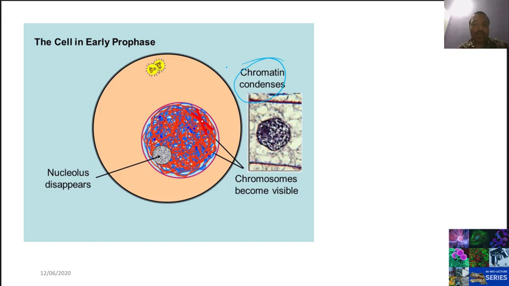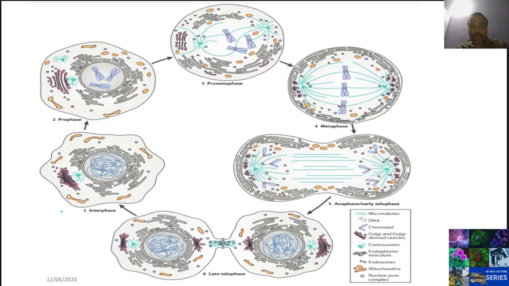The second event of this stage is the disappearance of nucleoli. So this is the first event and this is the second event. The third event is the disappearance of the nuclear membrane. The nuclear membrane becomes small vesicles which then join with the ER membrane. In this way, dissolution of the nuclear membrane takes place.